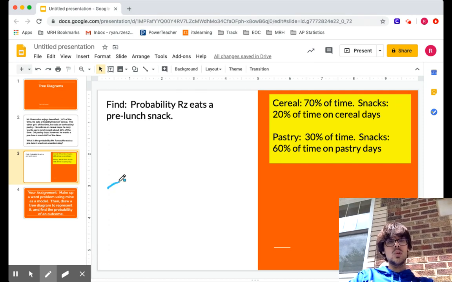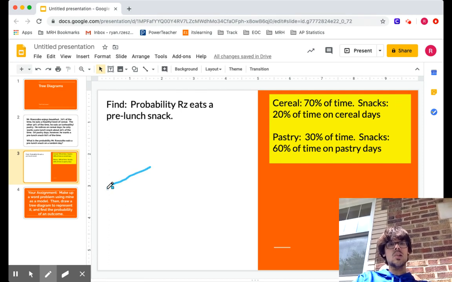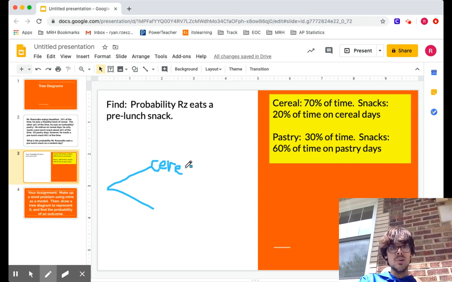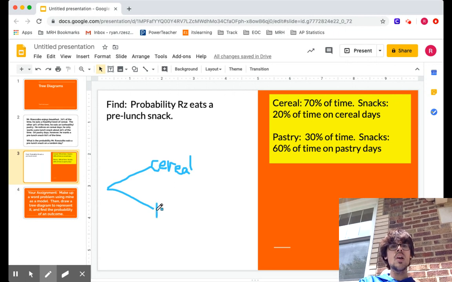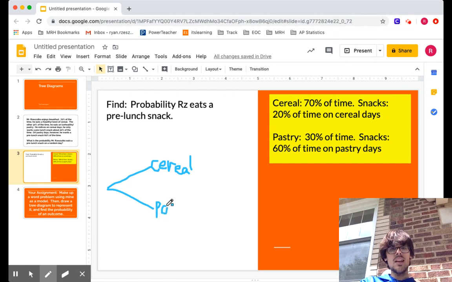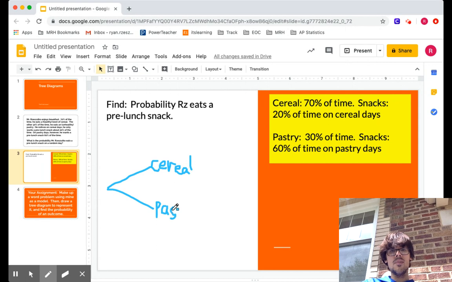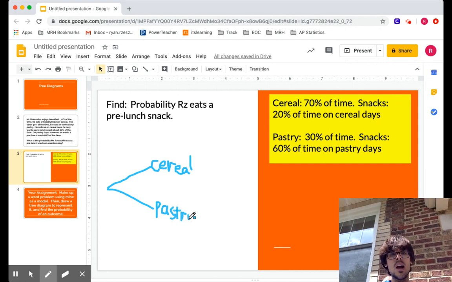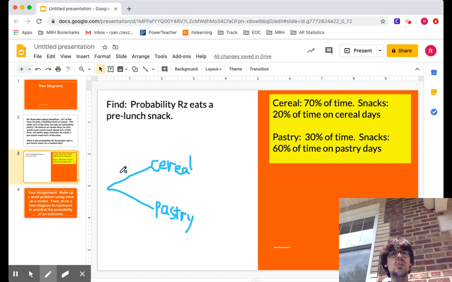So I'm going to make two branches, starting off my tree right here. I could end up having cereal. So I'll have cereal right here, using my sweet trackpad mouse to write this out, so my handwriting is pretty great. I could also end up deciding that I'm going to have a pastry instead. So what you do is you write down the thing that's happening on the edge of the branch like this. And along the branch itself, you put the probability that goes with it.